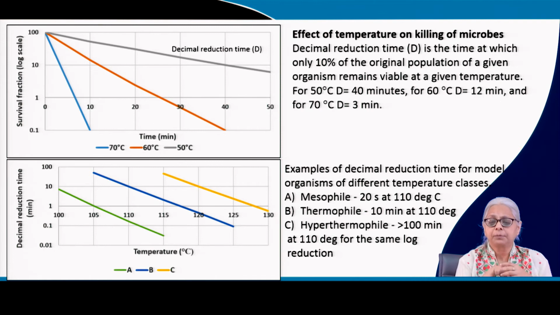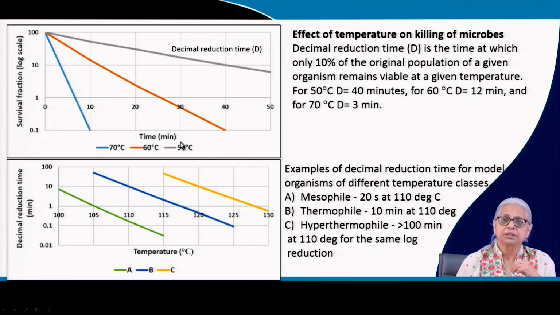Then let's come to the effect of temperature. We know that with chemical reactions, when you increase the temperature, the reaction rate increases, and therefore the time to achieve the same outcome is going to be less. The same thing happens with bacteria. So we have decimal reduction: at 70 degrees centigrade, 1 log, so from 100 to 10, will happen in 3 minutes. At 60 degrees centigrade, 1 log removal takes 12 minutes, and at 50 degrees centigrade, 1 log removal takes 40 minutes. So this is what you are looking at.